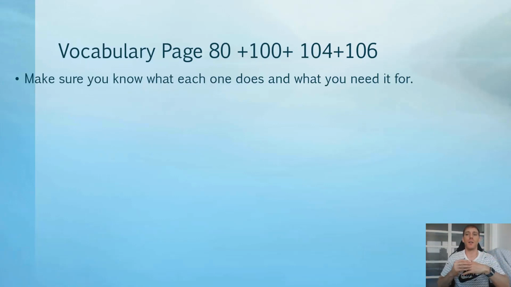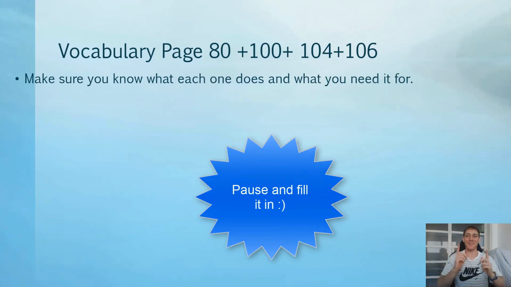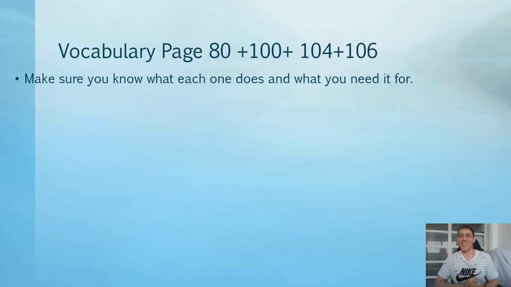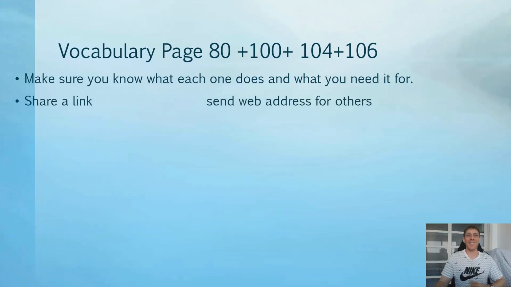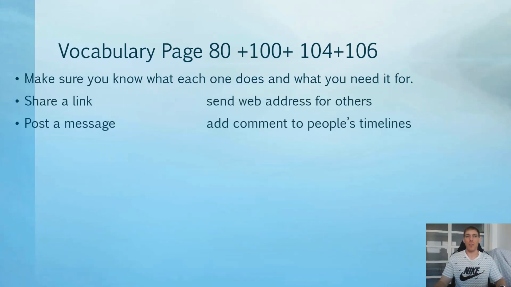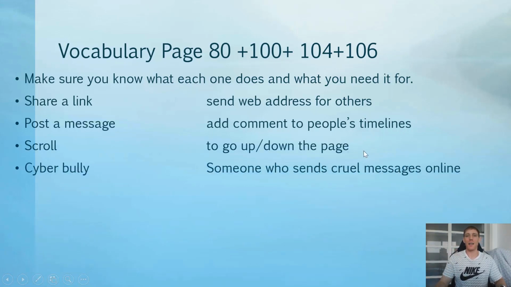This test has a lot of vocabulary words and expression words, so we have to make sure we know their meaning. So, on your worksheet, I just want you to try to match them together, and then I'll go through the answers one by one. So, pause me now. And let's go on to the next one. So, I'll give the answers today. Share a link, send a web address for others. Post a message, add a comment to people's timelines. These days people say stories, but originally Facebook said timeline, so I've used some things from the book, so it's a little bit older. Next, scroll, to go up or down the page. Next, cyberbully, someone who sends cruel messages online.